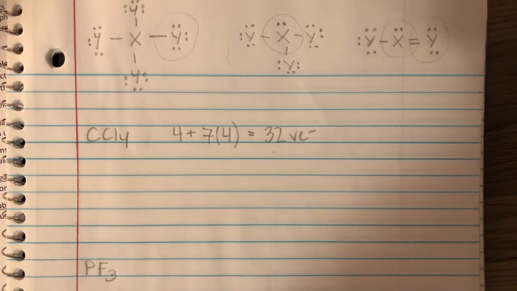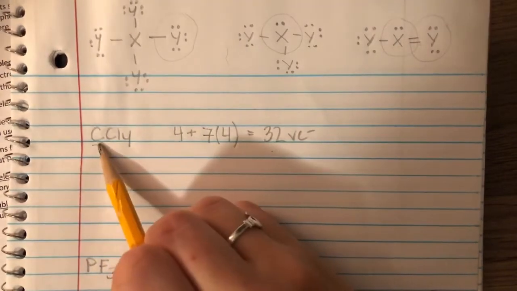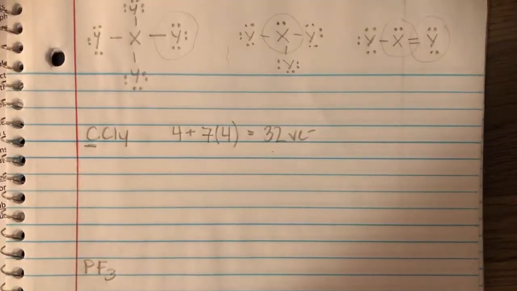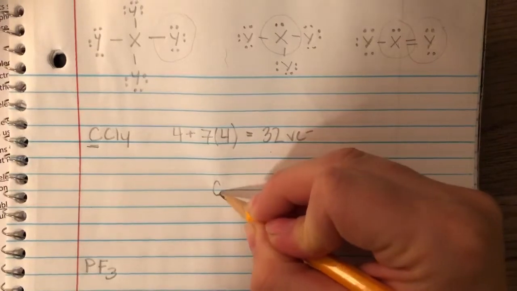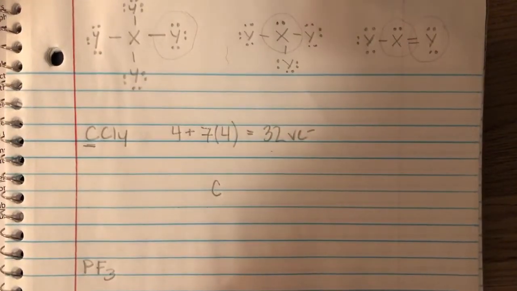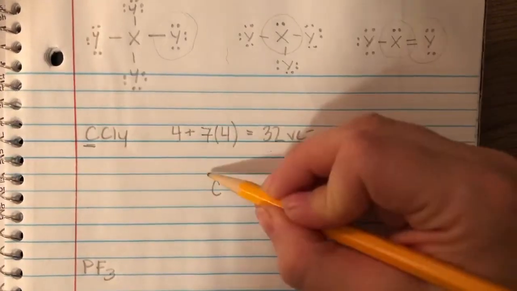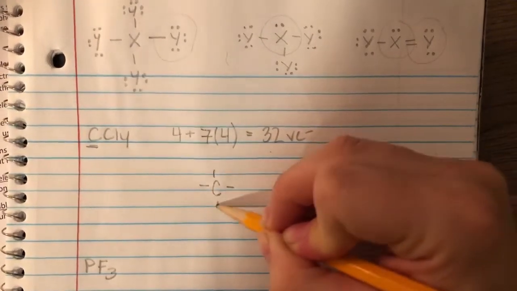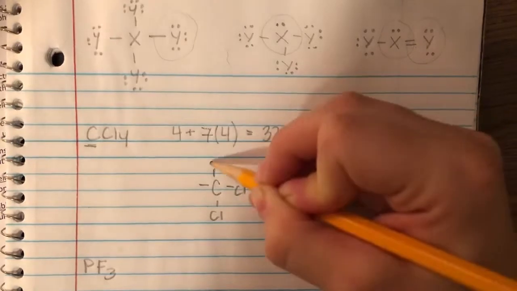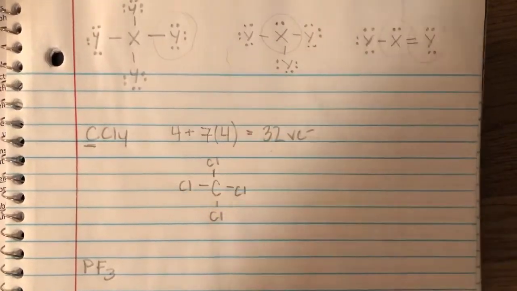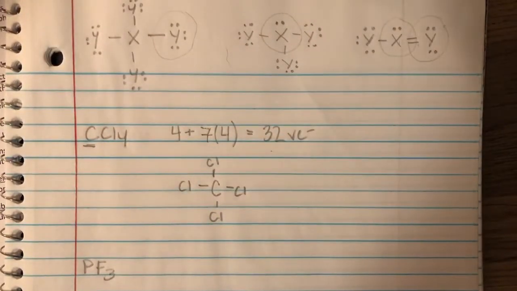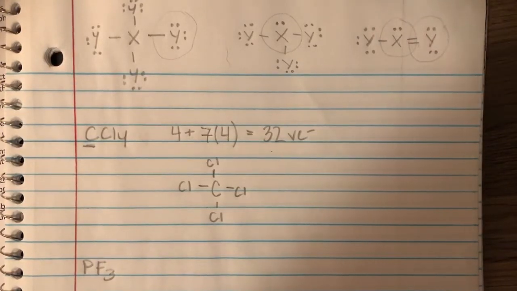Step 2 is to determine the central atom, which is always the first element listed, unless it's hydrogen. And we'll talk about why on Monday. So carbon's going to be our central atom. Then we're going to single bond each outer atom, which is 4 chlorines, to the carbon. As we do that, we've used some valence electrons, so we want to keep track of how many we used so that we don't go over or under our 32 limit.